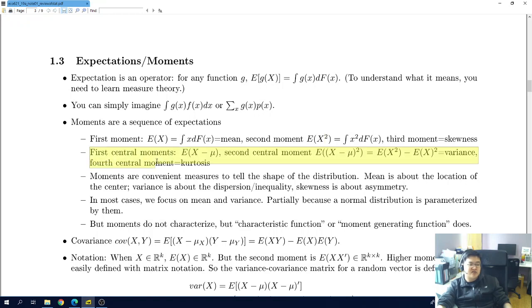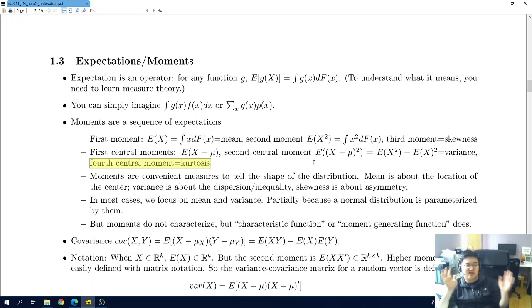And the first central moment is defined this way. After subtracting the mean, take the first order, and after subtracting, take second order, and after subtracting the mean, take fourth order. The fourth order moment is kurtosis. So that's how you can think about moments.